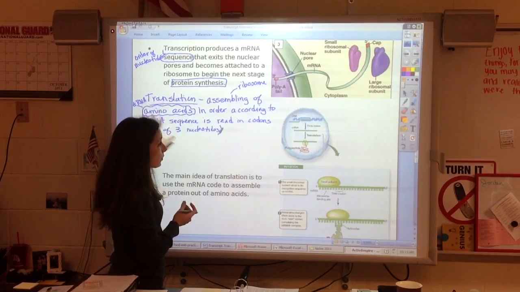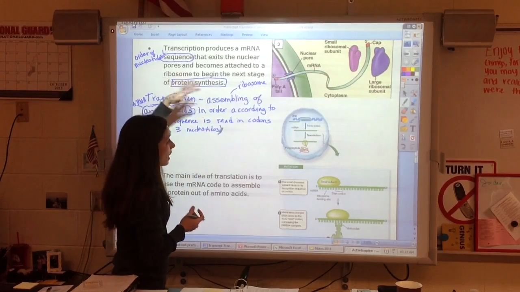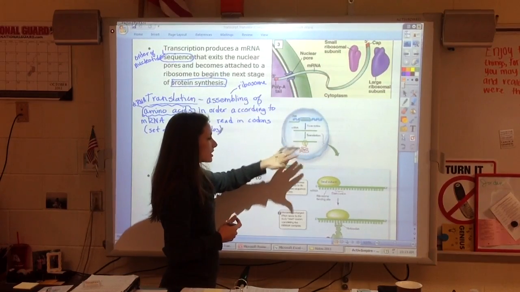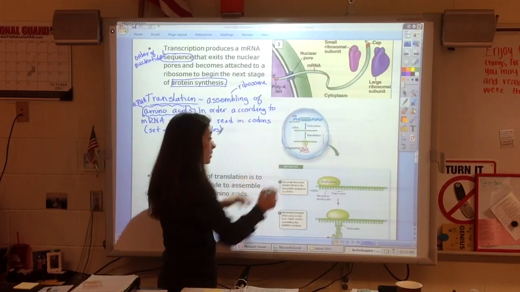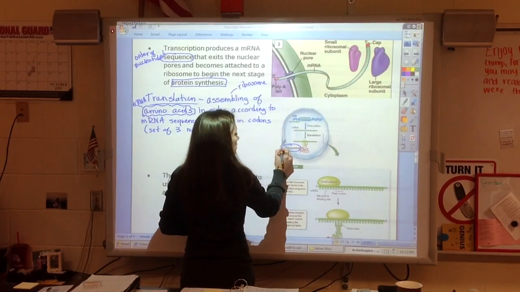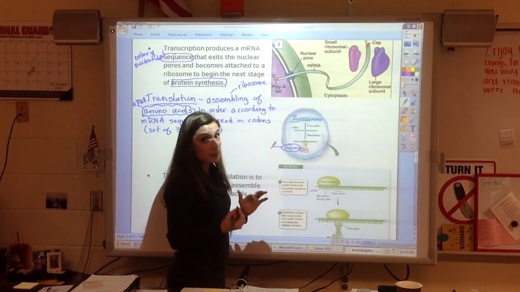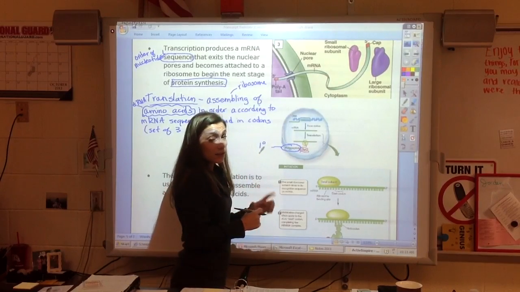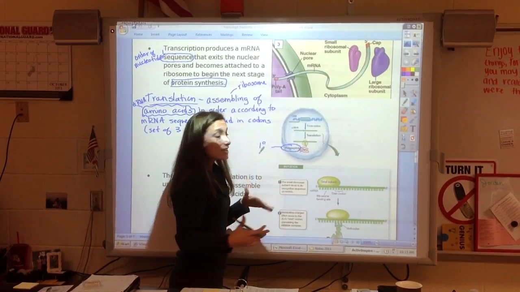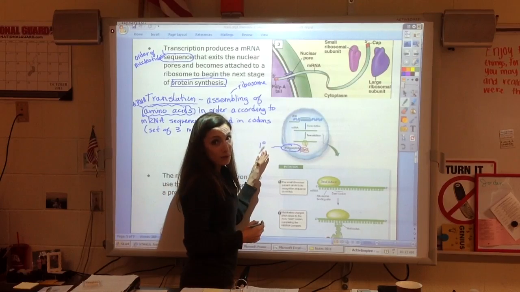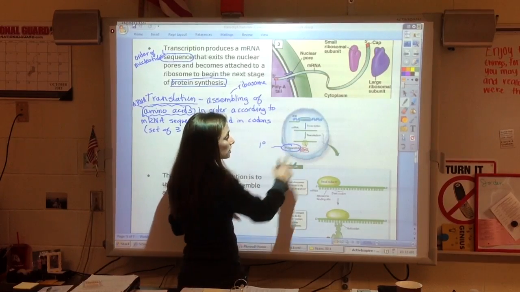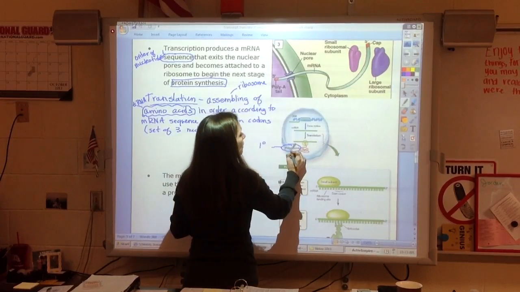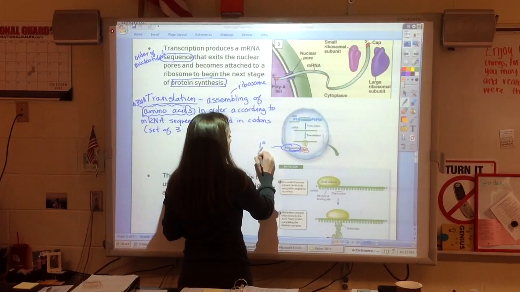So this process is going to be kind of the second stage, and it's when we actually get a polypeptide. We do need to keep in mind what a polypeptide is. If you go back to protein folding, this is the primary level of protein folding. This is just the amino acids held together by peptide bonds.